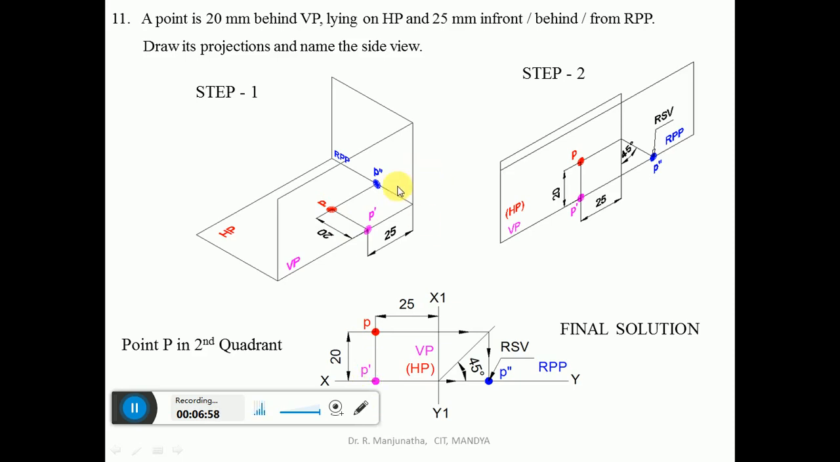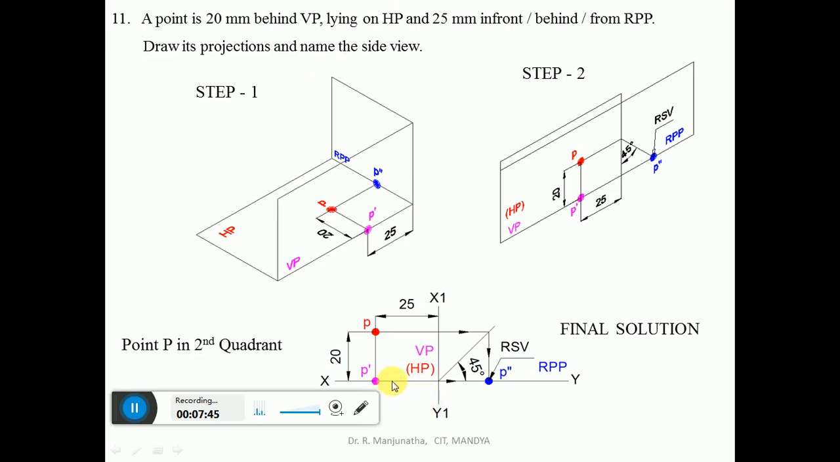Then in the profile view, we can see the distances of both the front view and the top view. So you draw a horizontal projector from the front view, and then since we need to transfer the top view distance onto the profile plane, draw a 45 degree line adjacent to HP, then project the top view distance, which is behind VP by 20 mm, onto the 45 degree line, so that this vertical distance is transformed into horizontal distance. Then where you have the front view, on that line you will get the side view, so you project this point directly onto this. So we will get P double dash, which will be the right side view because it is behind RPP, because we have behind VP.